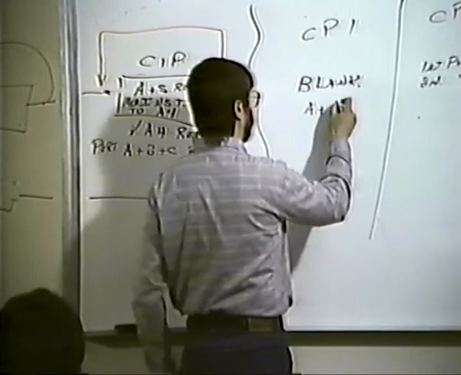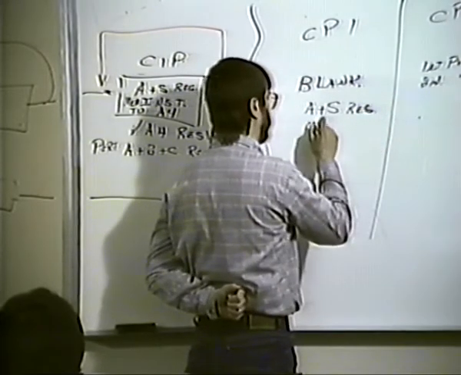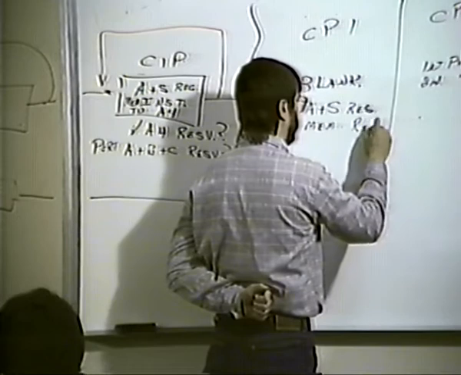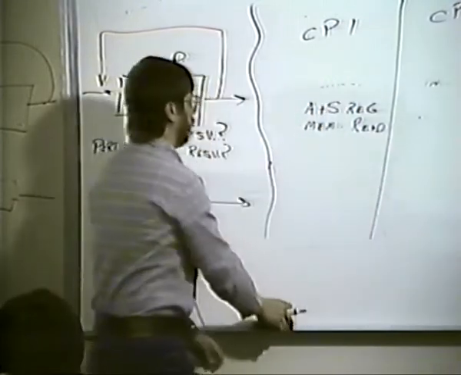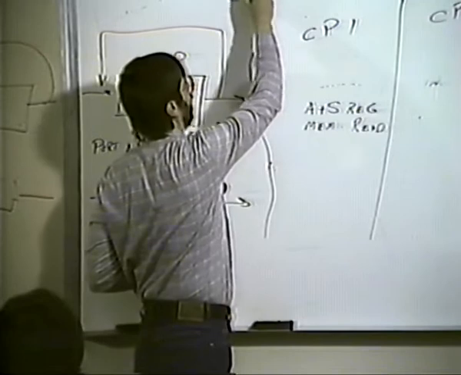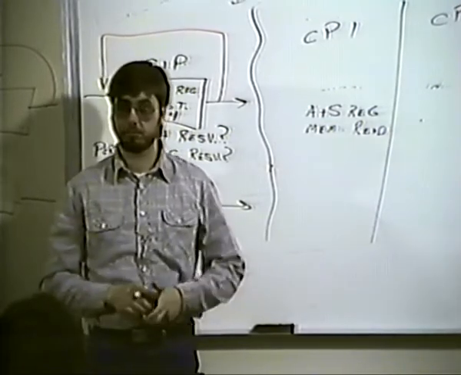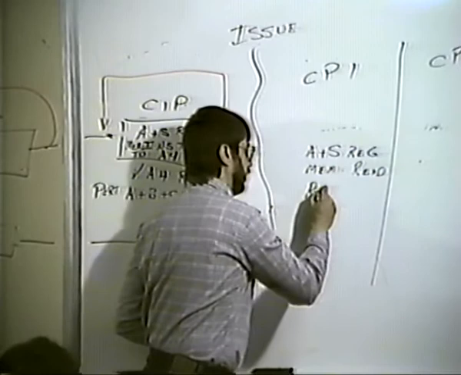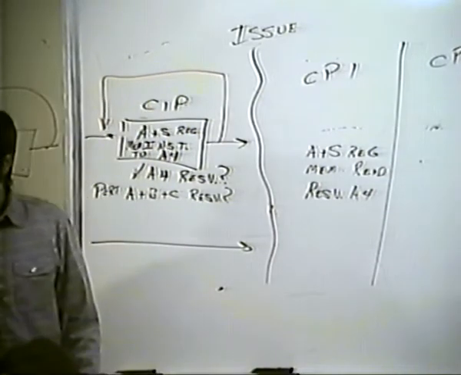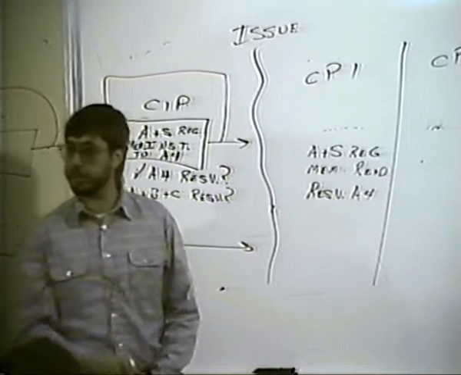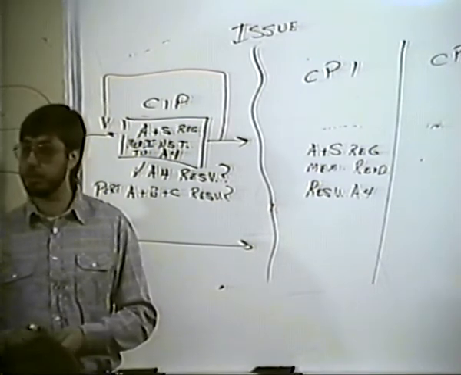Once again, this is an A or S register memory read. When that instruction advances through issue and gets to clock period 1, what are we going to reserve now? Right, we're going to reserve A4. Why do we have to reserve A4? It's going to take 14 clock periods for the data to get there. We don't want anybody taking data out of A4 and expecting it to be our memory data until the memory data is there. Exactly.